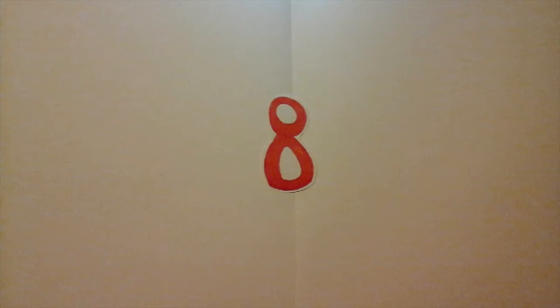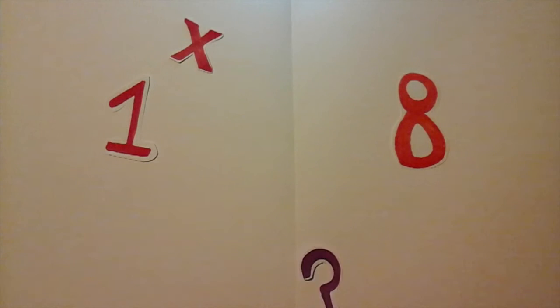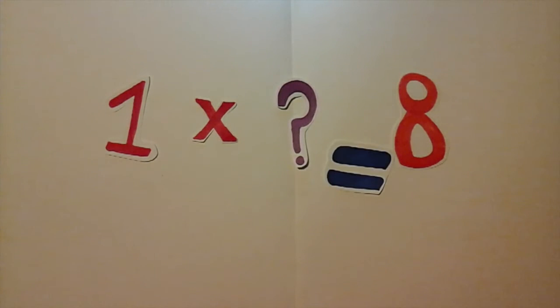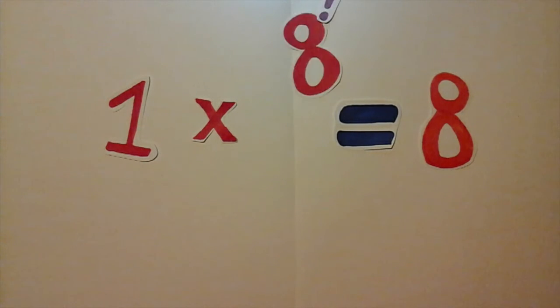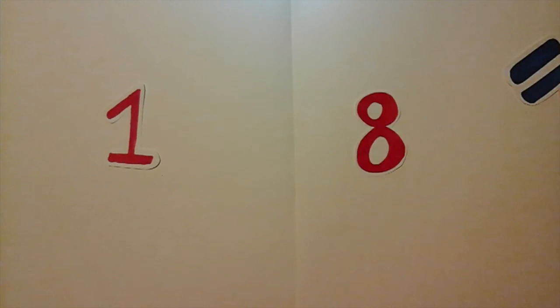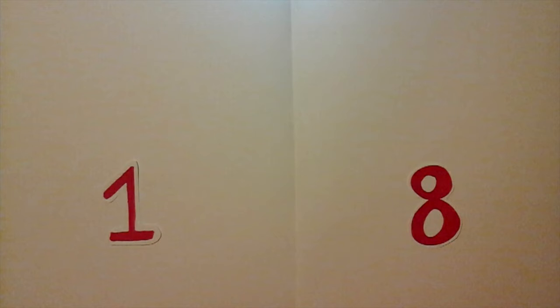Let's use 8 for this example. We will always start with the smallest number, 1. What multiplied with 1 is 8? It is 8. So, we will put the 1 on the left end and 8 on the right end.